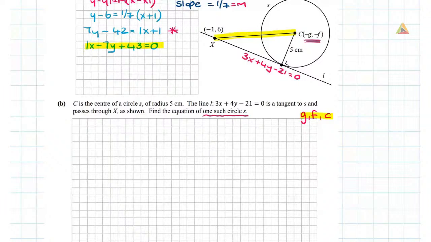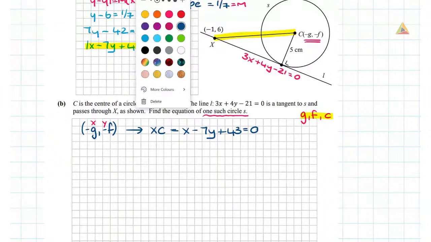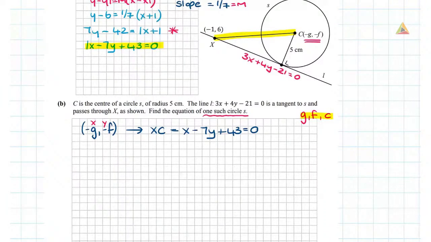So the first thing we know is we can see from the diagram that the point minus g, minus f definitely lies on the line XC. And the line XC, we've just worked out in part A, is x minus 7y plus 43 equals 0. You can clearly see from the diagram that it's definitely lying on the line. So that should mean that if we sub in minus g everywhere we see an x, and minus f everywhere we see a y, it should satisfy the equation.